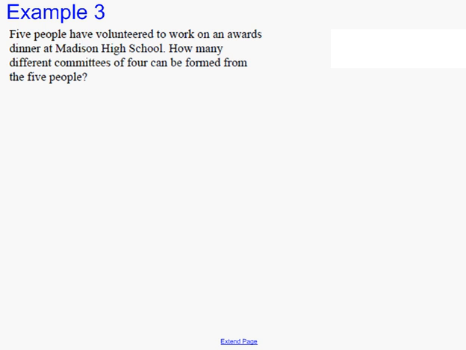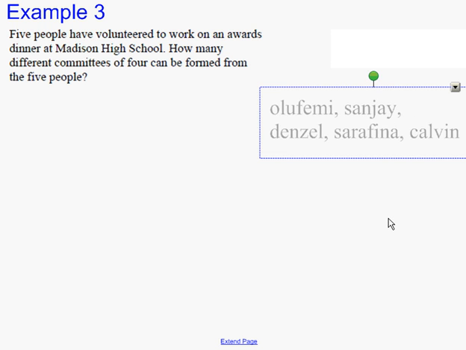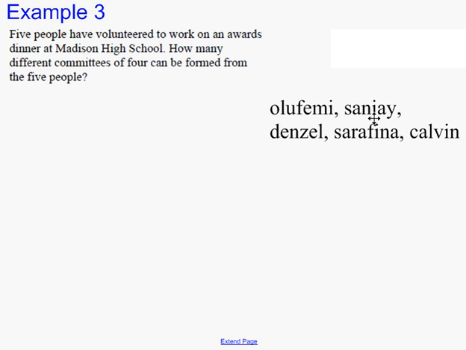Example 3. 5 people have volunteered to work on an awards dinner at Madison High School. How many different committees of 4 can be formed from the 5 people? Think about it for a second. Does the order matter? Think about it. Okay, so let's just imagine for a second that the 5 people that volunteered are Olufemi, Sanjay, Denzel, Sarafina, and Calvin.